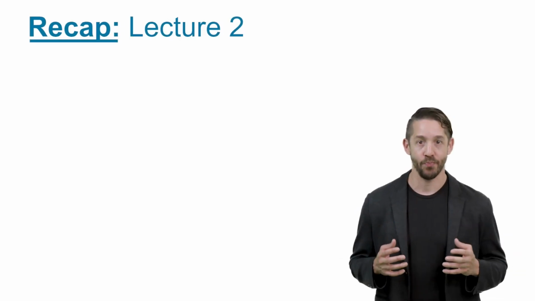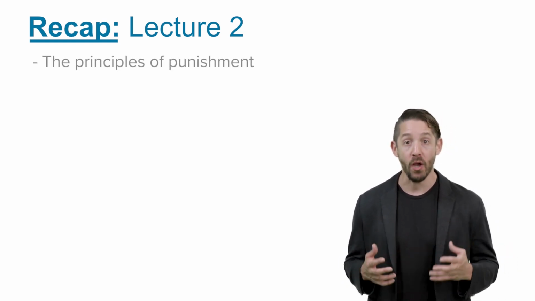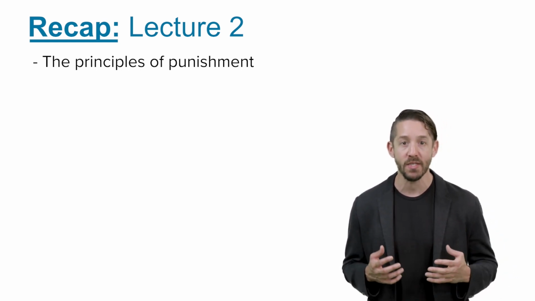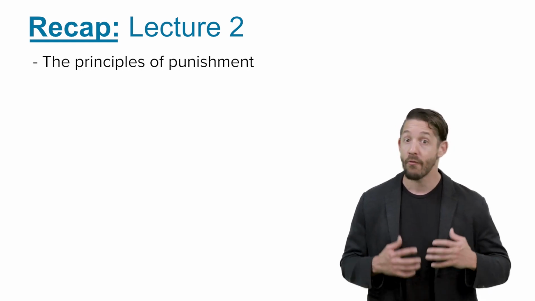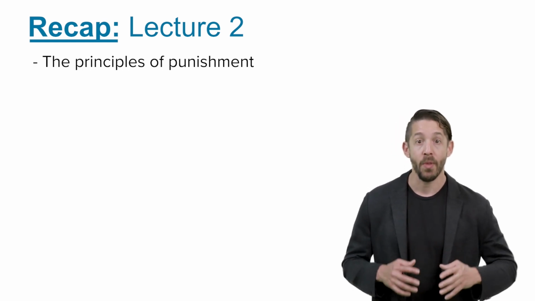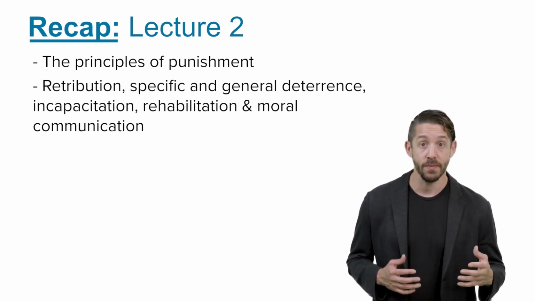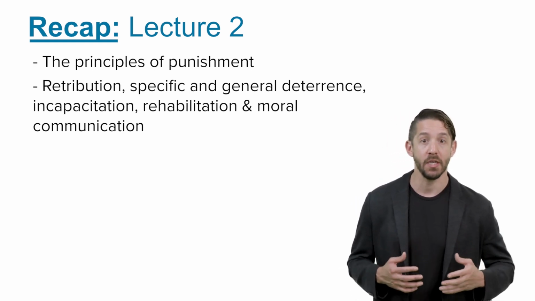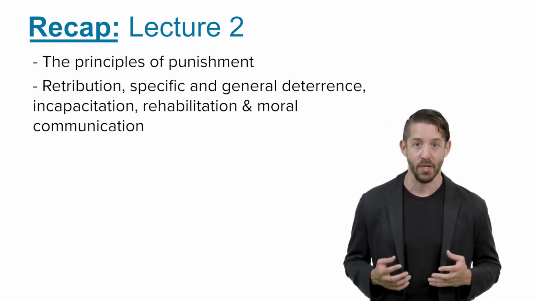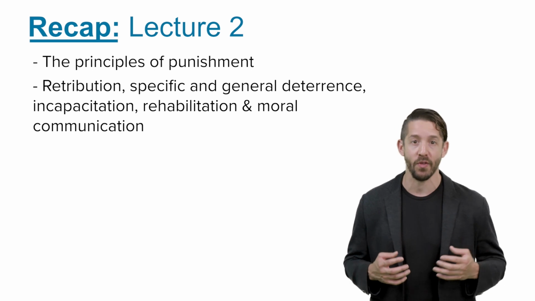Then came the second lecture, where we explored some of the most important policy ideas that animate the criminal law, what we call the principles of punishment. As we discussed, these principles are the primary reasons that exist for creating new criminal laws, for reforming or getting rid of old ones, and for determining punishments. During that lecture, I focused on 5 main policy principles: retribution, specific and general deterrence, incapacitation, rehabilitation, and moral communication. Although these principles don't provide precise answers to criminal policy questions, they can help us understand the U.S. criminal law because of how much they influence 2 different legal practices.